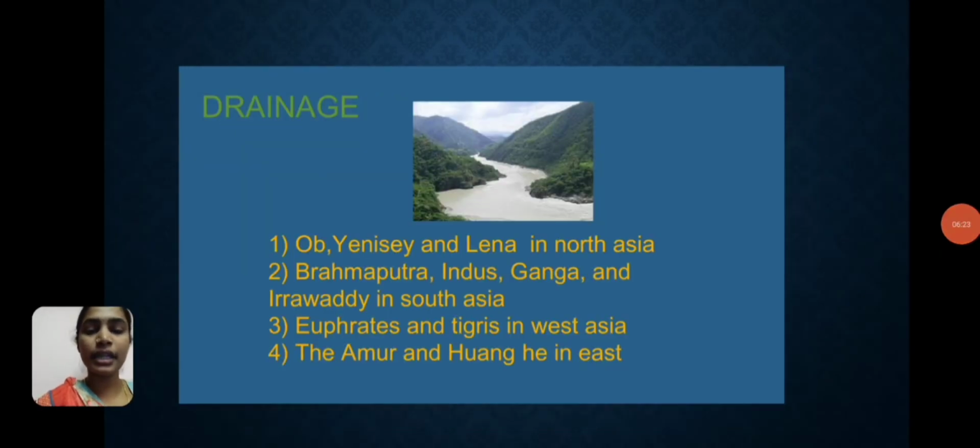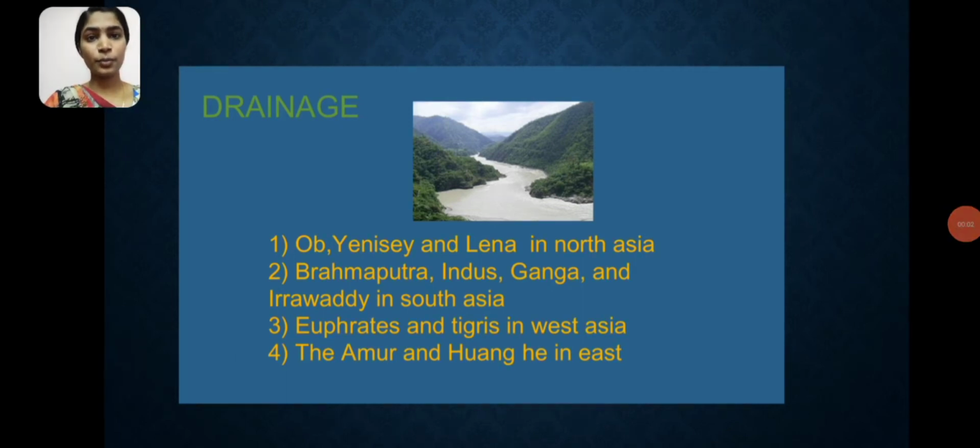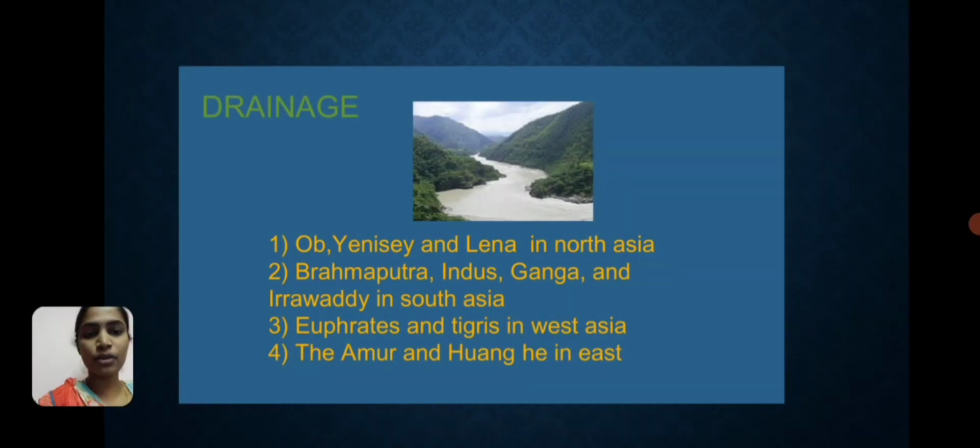Next is drainage. The first one is Ob, Yenisei, and Lena in North Asia. They flow from North Asia. These rivers are frozen during the winter season. The second is Brahmaputra, Indus, Ganga, and Irrawaddy in South Asia. They are not frozen during the winter season. The third is Euphrates and Tigris in West Asia. The fourth is the Amur and Huanghe in East Asia. So these are the drainages.